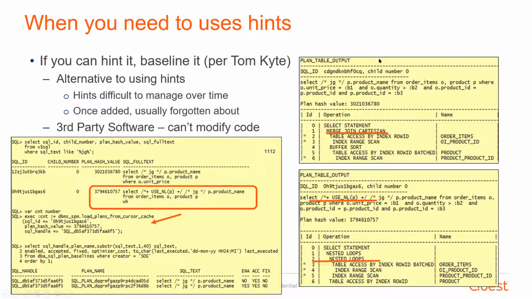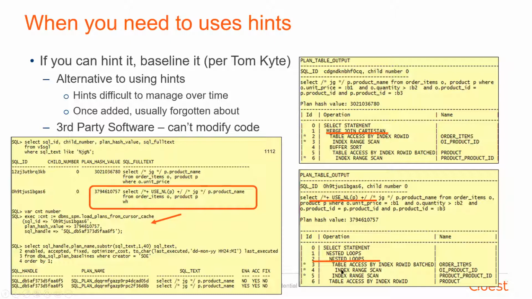So here I have a query, and I'm selecting product from order items and product. I'm looking for unit price equals a bind variable, order quantity greater than a bind variable, and product ID equals product ID, which also has a bind variable. And you can see what it was doing. It was doing a merge join Cartesian, and I don't want that. You want to try to avoid Cartesian joins. So what I did is I put in a hint, use nested loops on product. So now it's doing nested loops, which I want.